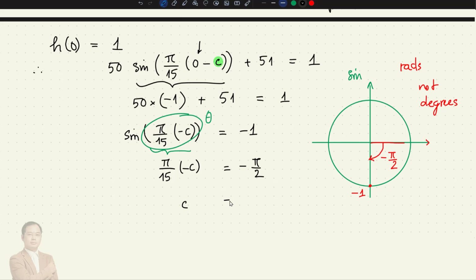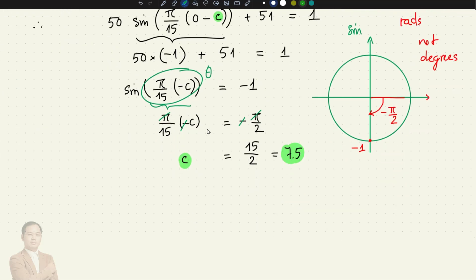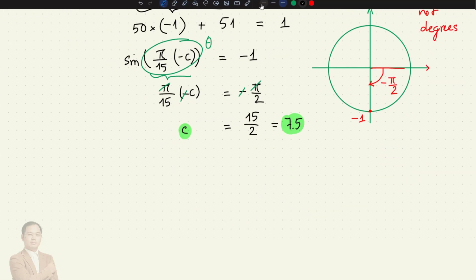So c can be found. We can cancel the minus sign on both sides, and pi cancels with pi, and then c is 15 over 2, which is 7.5. So b and c are found. Let me write the conclusion one more time. b is determined by 2 pi over the period of 30 minutes, which is pi over 15. This is the answer. And c is 7.5.